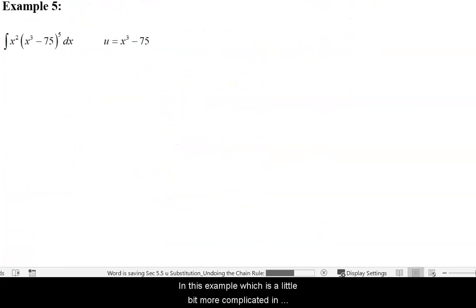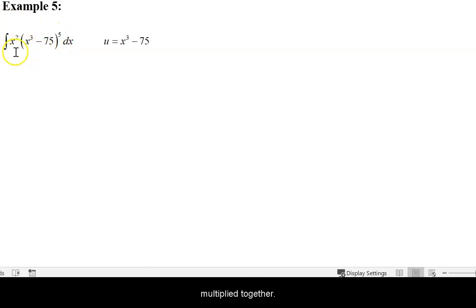In this example, which is a little bit more complicated in some ways, we have two polynomial expressions multiplied together, x squared as a monomial factor and x cubed minus 75 as a binomial factor. The x cubed minus 75 is also being raised to the 5th power. In that sense, this part is more complicated. That makes it the better place to find u. Well, then what is u?